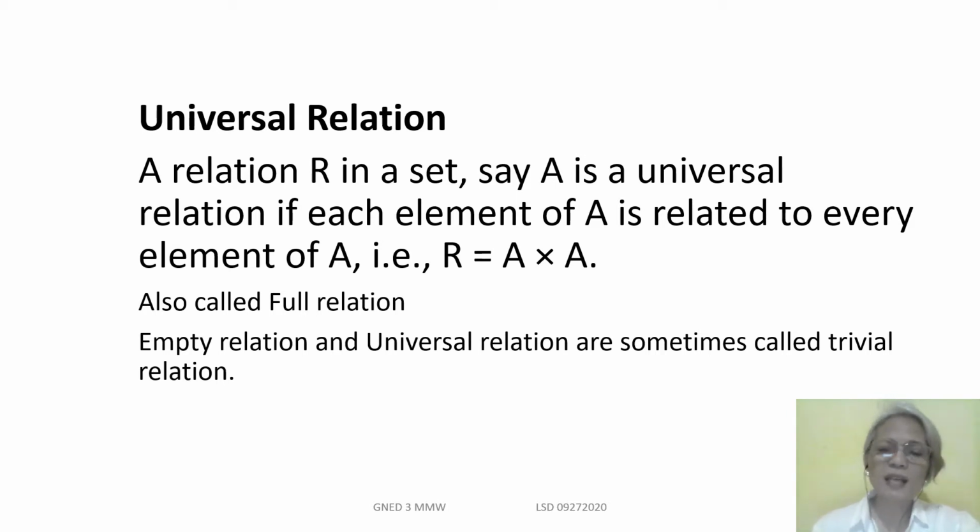A classic example would be the relation between the natural numbers and the whole numbers, or counting numbers, natural numbers and counting numbers. They both have the elements 1, 2, 3, and so on, meaning they are identical. So an empty relation and a universal relation are sometimes called trivial relations.